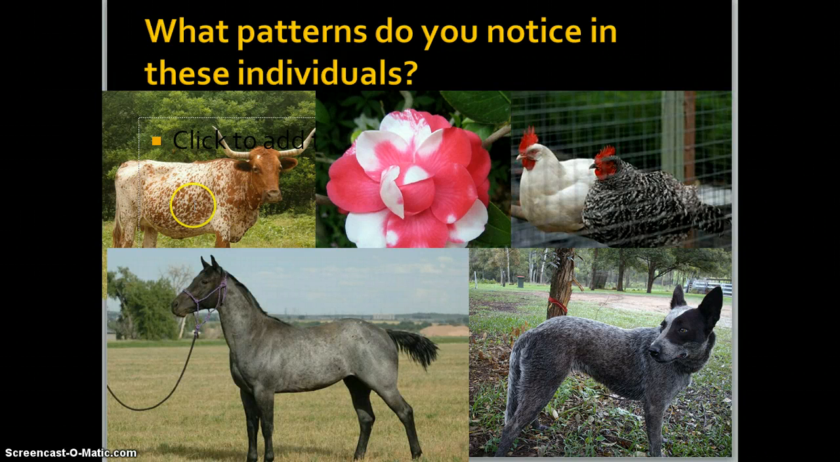So this cow right here is expressing red and white. This flower is expressing pink and white. This hen right here is expressing black and white. This individual is expressing black and white hairs. And this blue dog here is expressing dark hairs and light hairs at the same time.